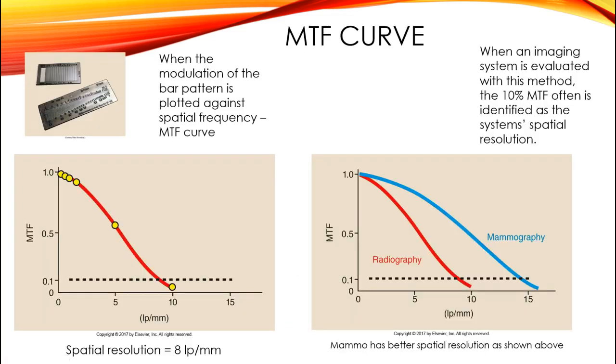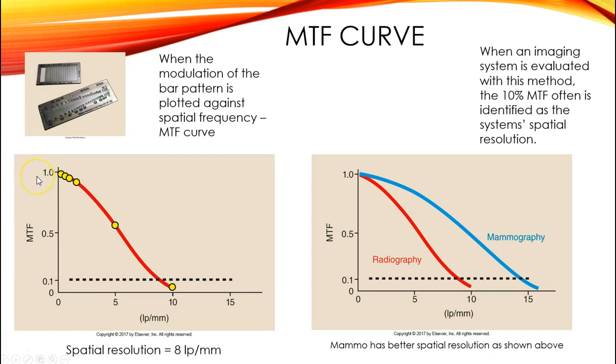Okay, MTF curves. When the modulation of the bar pattern is plotted against the spatial frequency, you plot an MTF curve. This up here is called a bar pattern. This is kind of like a test tool that you take pictures of. A physicist or qualified person plots points on these images that are taken with these test tools, and voila, an MTF curve is created.